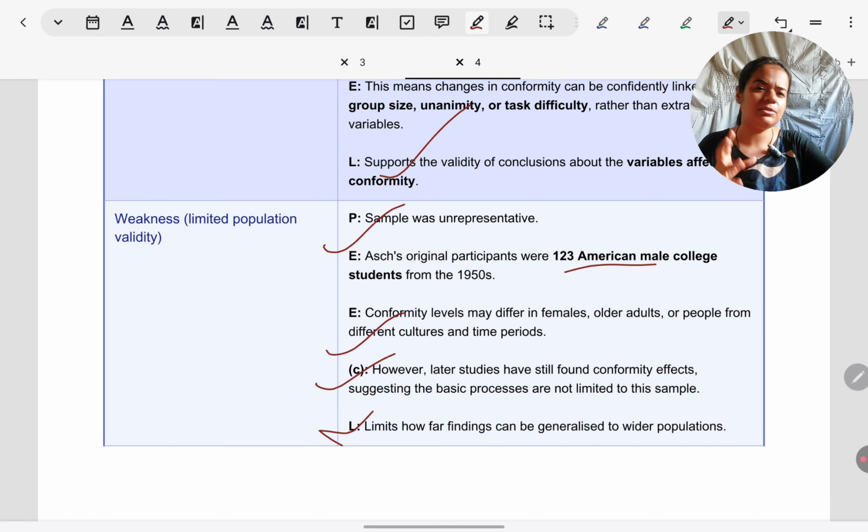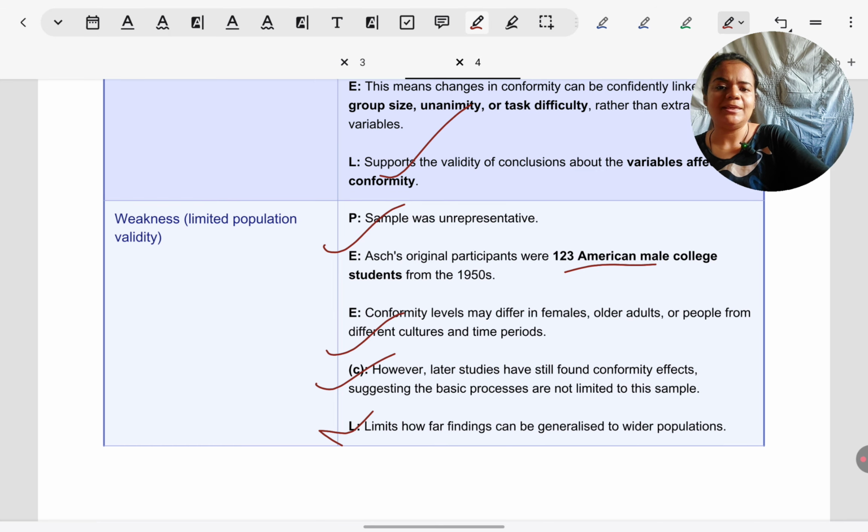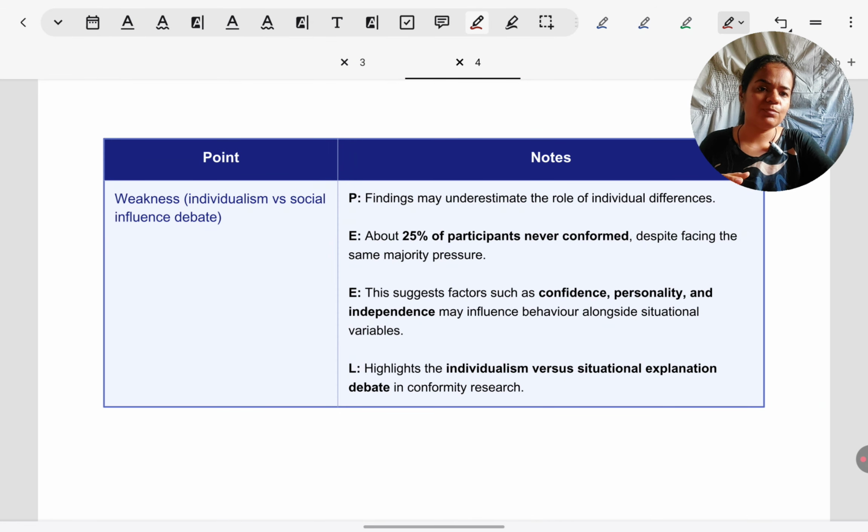I think in the online quiz study also, 78% of those who participated conformed at least once. And in Asch's study, we saw it was 75%. So almost the same. So yes, a weakness is we cannot generalize too much, but we can generalize to modern times. That's what recent research is showing.